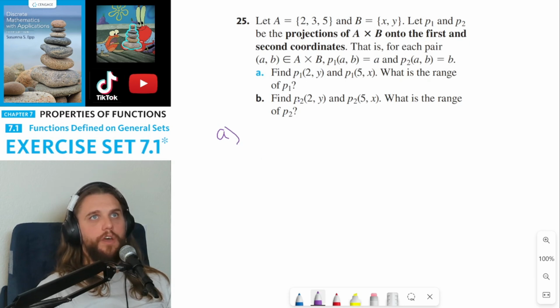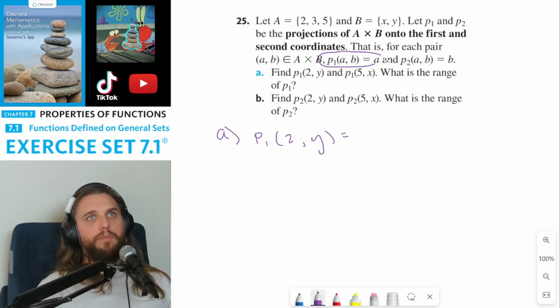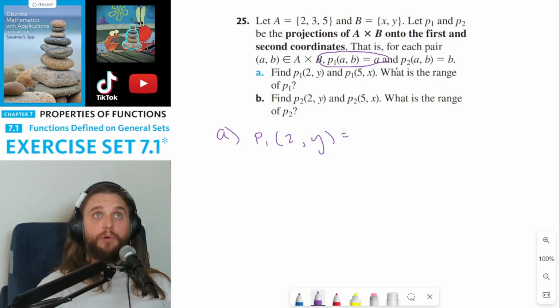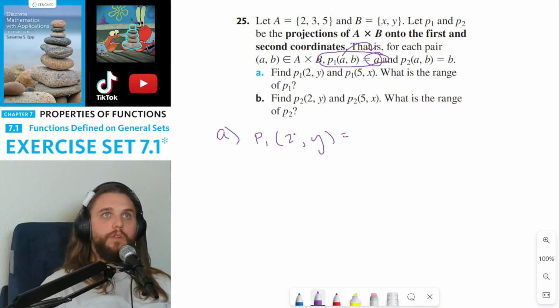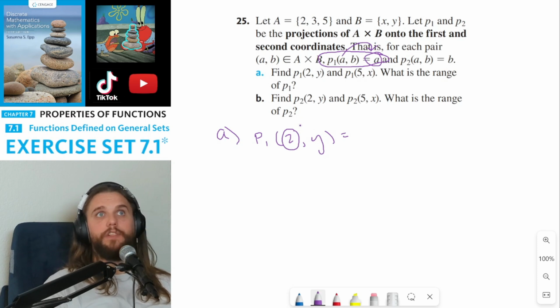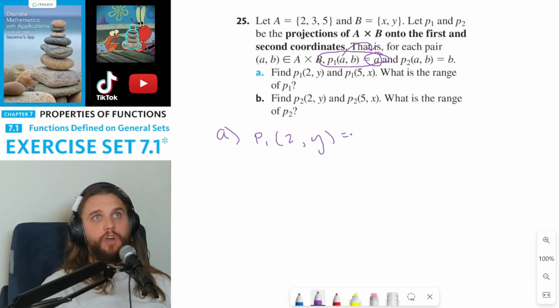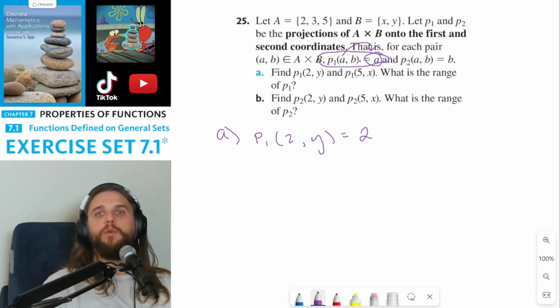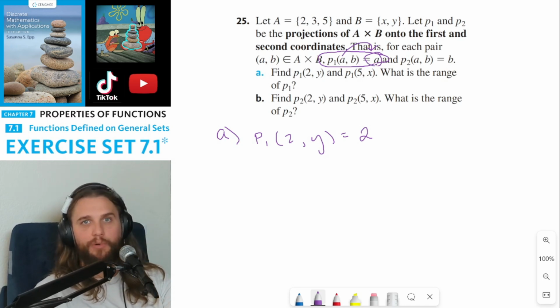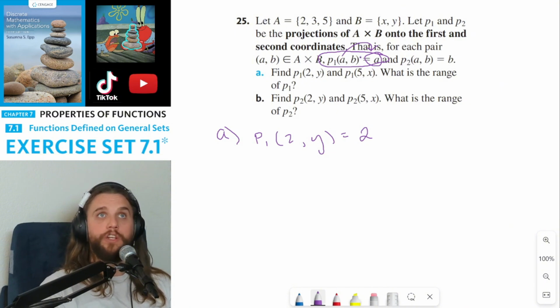Find P1 of (2, y). Now the rule of P1 tells us that the output of this function is the same as the first coordinate. So even though the first coordinate here isn't specifically the letter a, the output corresponding to this input (2, y) will be just the first coordinate, even though it's not an a. So the rule is really a formula for how we find the output. The way we find the output according to this rule is we just take the first coordinate and that's it.